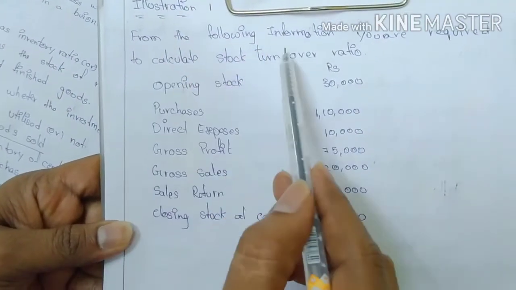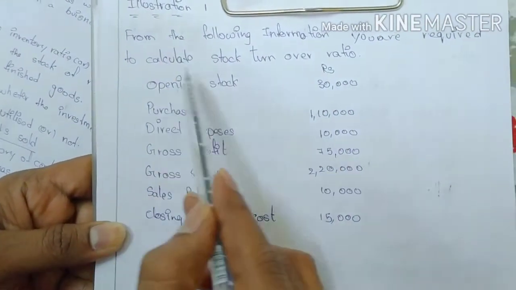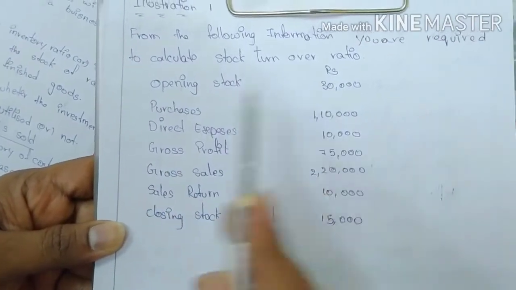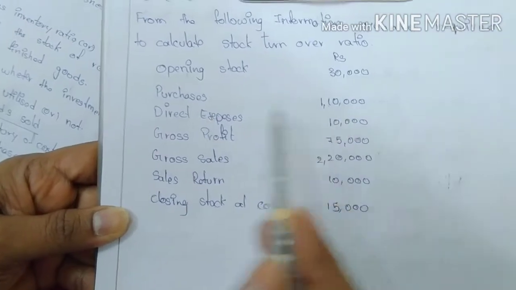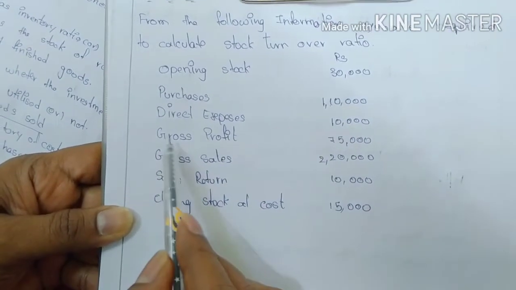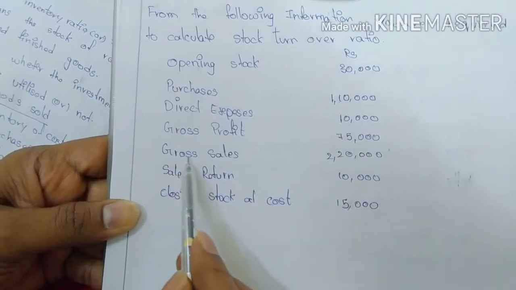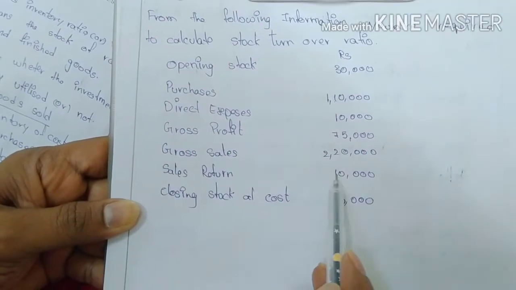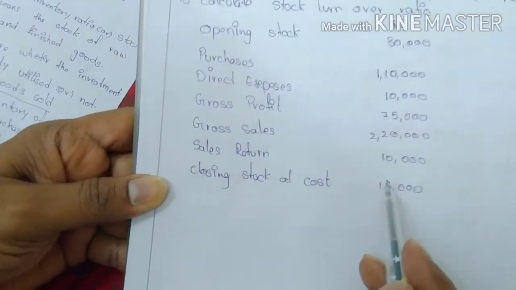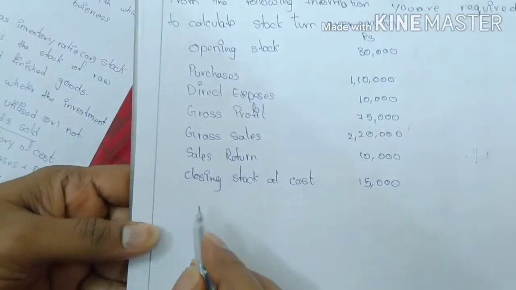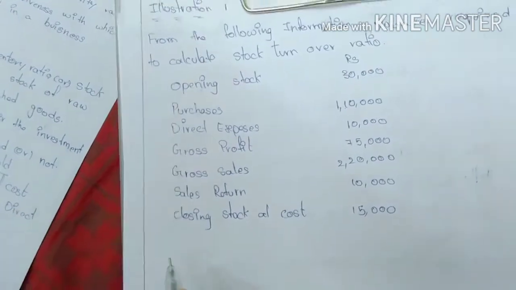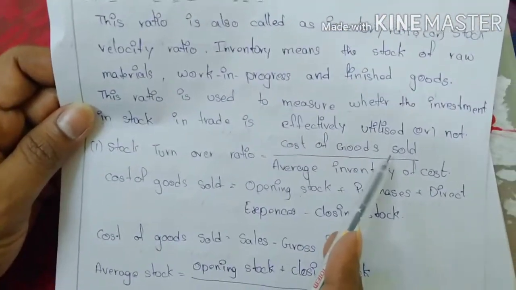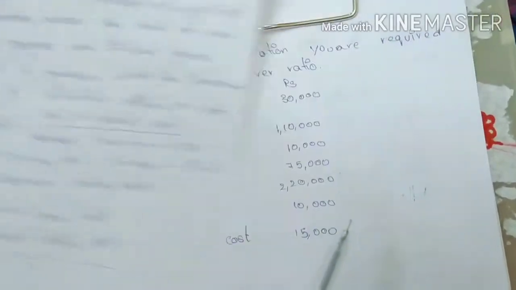Look at here, from the following information, you are required to calculate stock turnover ratio. Opening stock 30,000, purchases 1,10,000, direct expenses 10,000, gross profit 75,000, gross sales 2,20,000, sales return 10,000, closing stock 15,000. So look at here. First, what is the formula here? Stock turnover ratio is equals to cost of goods sold by average inventory.